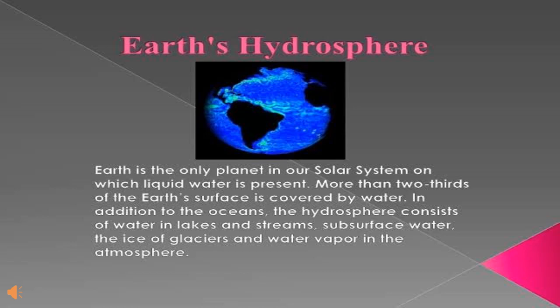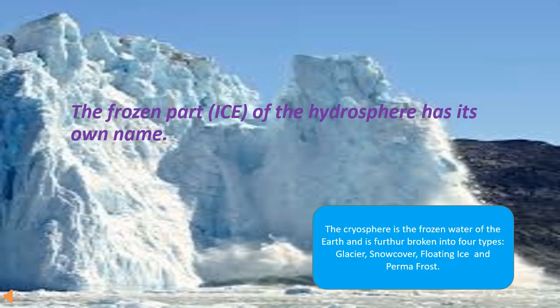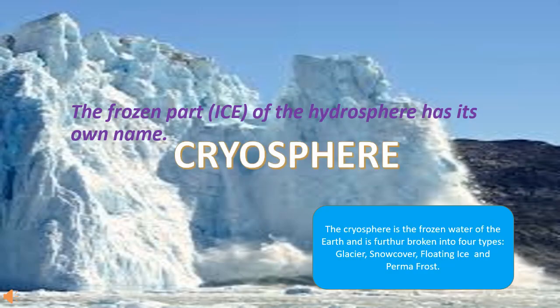In addition to the oceans, the hydrosphere consists of water in lakes and streams, subsurface water, the ice of glaciers, and water vapor in the atmosphere. Forms of water present on Earth: rivers and lakes, underground water, ice, oceans, and seas. The frozen part of the hydrosphere, that is ice, has its own name: cryosphere.